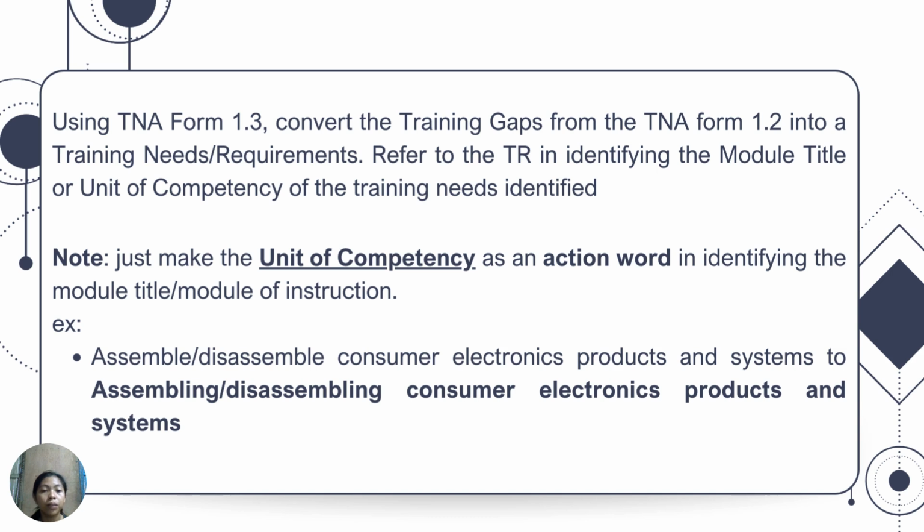Just make the unit of competency an action word. When we say an action word, we will just put an ing at the end of the word. So in identifying the module title or module of instruction, for example, assemble or disassemble consumer electronic products and systems, we will make it into an action word, so it will become assembling or disassembling consumer electronic products and systems. As you can see, we added ing on assemble.